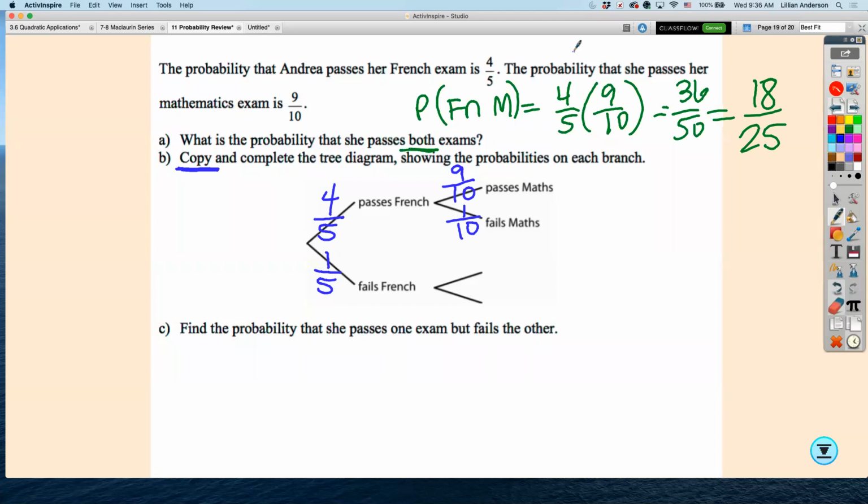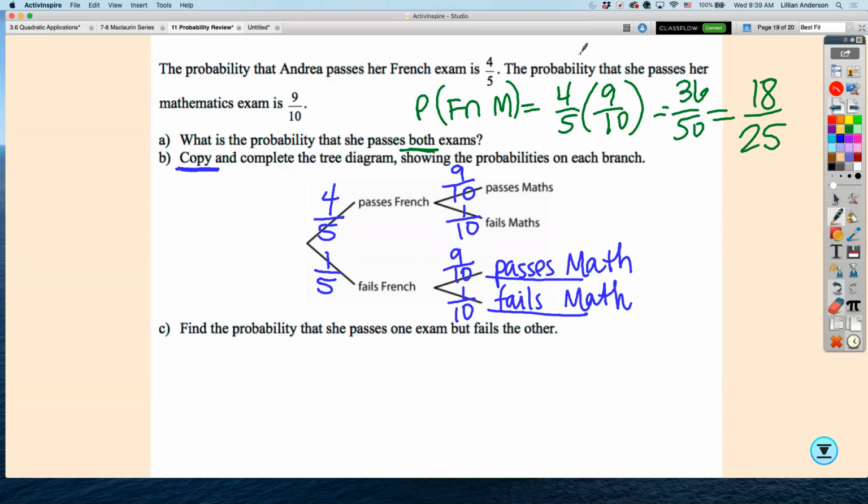All right, so Brock, that leaves you with the bottom. It is completely blank, so you gotta tell me what goes on the top part and the bottom part and the branches. So there we go, we got the rest of the tree diagram, okay? Passes and fails math or passes and fails French. Now what's the probability that she only passes one exam, but fails the other?